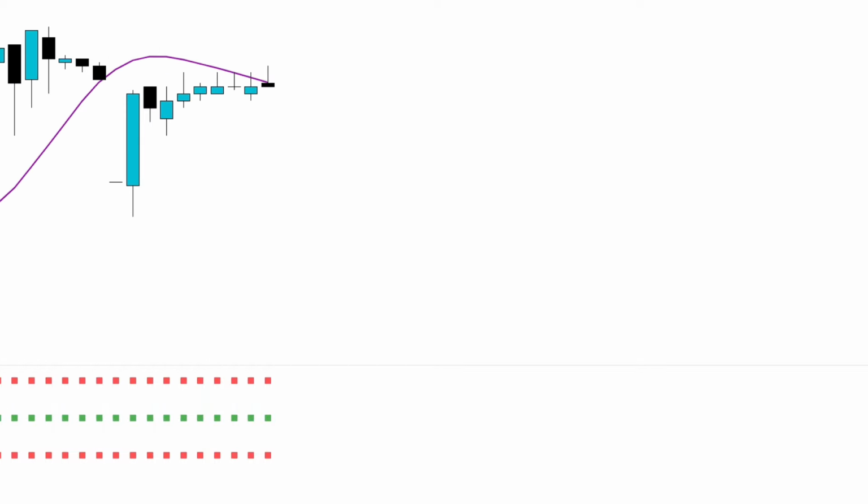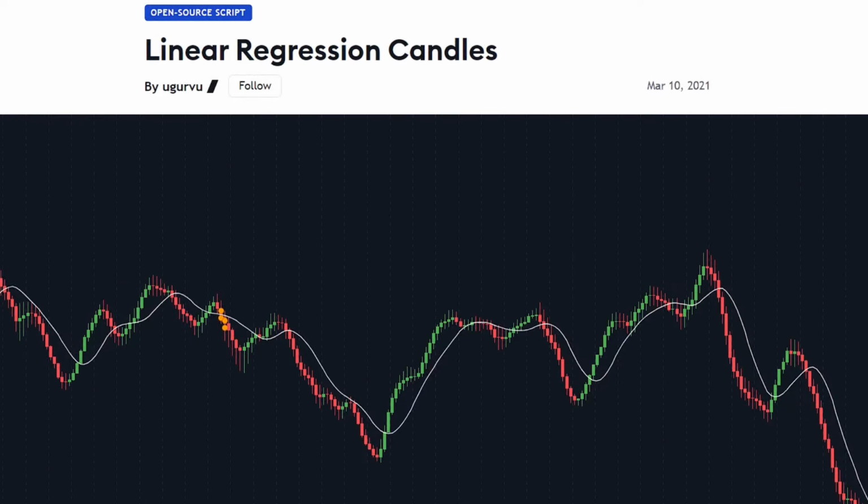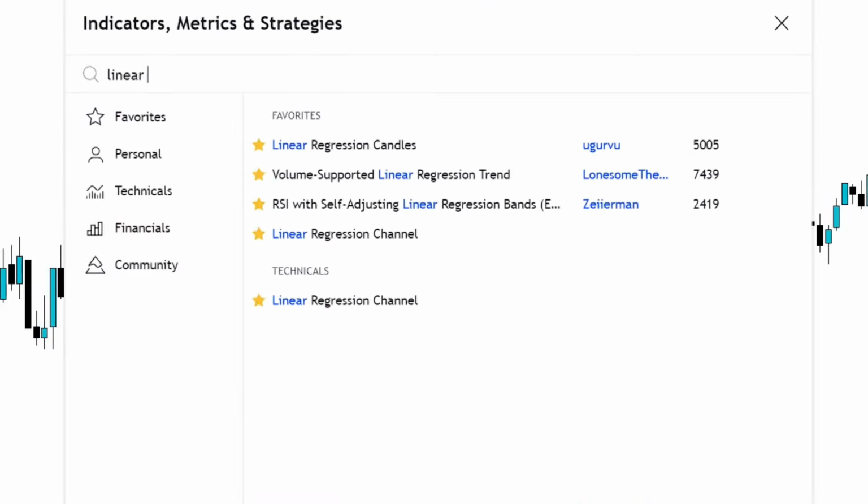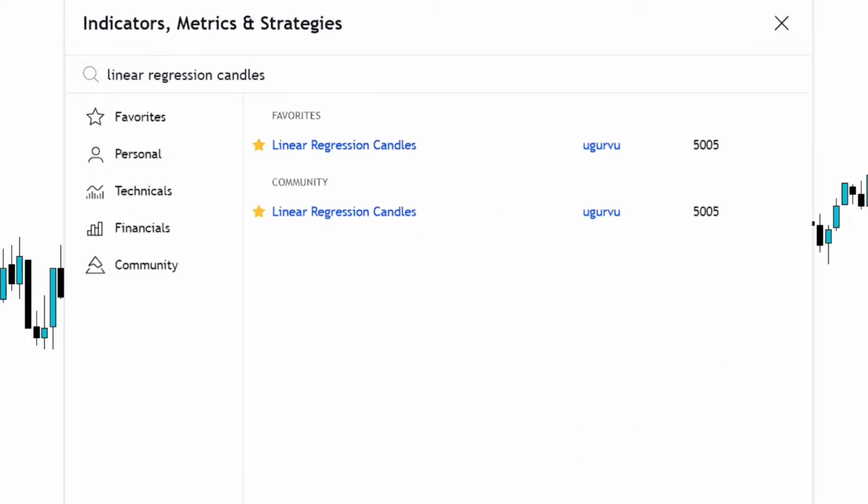So let's dive in. First up, we're going to add the linear regression candles to our chart. For this example, I'll be using a 5-minute euro against US dollar chart, but you can use any security and time frame you prefer. Head over to TradingView, click on indicators and search for linear regression candles. Add it to your chart and get ready to tweak a few settings.